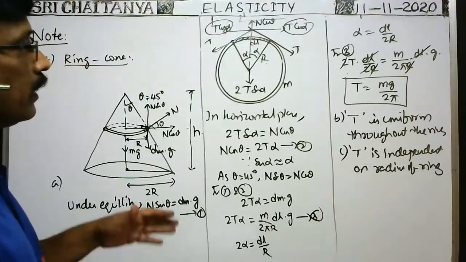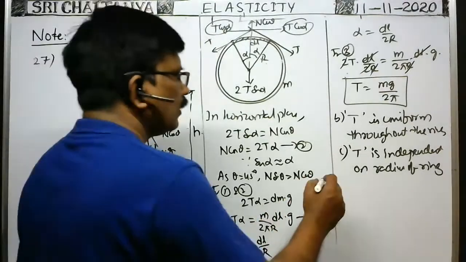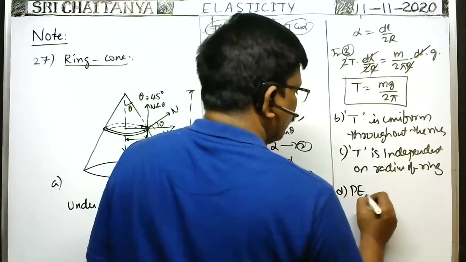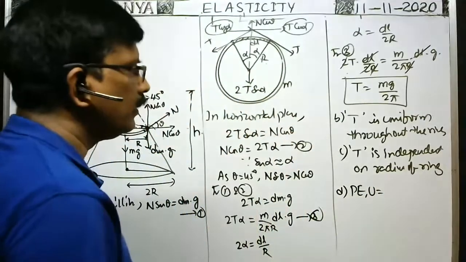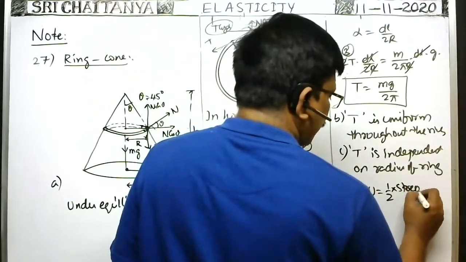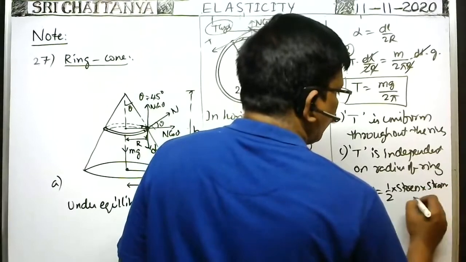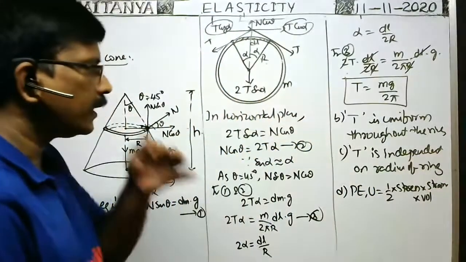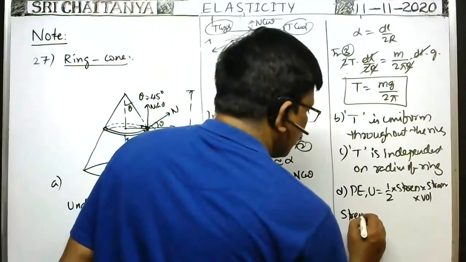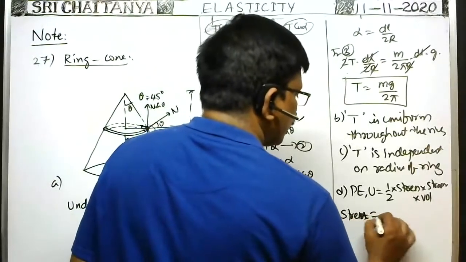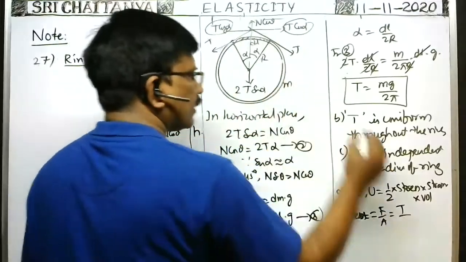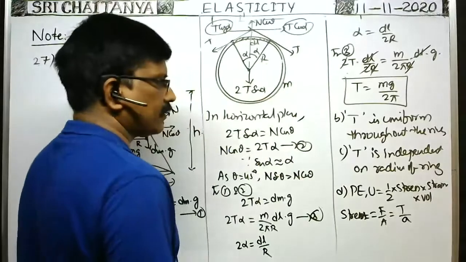Next, potential energy stored in the ring we can find. Potential energy U is equal to, of course, I'm going to derive that formula, half into stress into strain into volume of the ring. That is the potential energy stored. Stress is equal to force by area. That means force, the tension in the ring, by the area of cross section of the ring, given as small a. That is the stress.